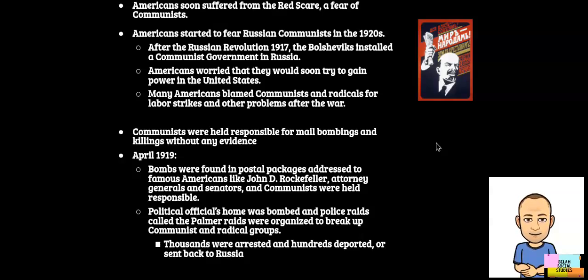And in response to the bombings, Attorney General A. Mitchell Palmer organized a series of raids nationwide between the end of 1919 and the start of 1920 called Red Summer. The raids, called Palmer's Raids, broke up communist and radical groups across the nation using physical violence, arresting thousands and deporting hundreds back to Russia.